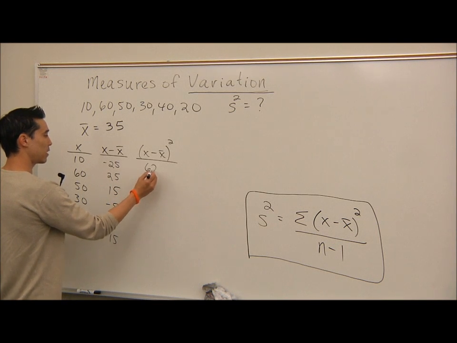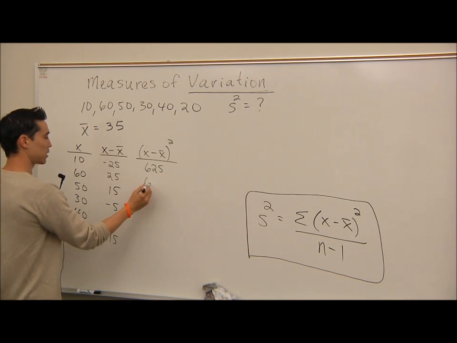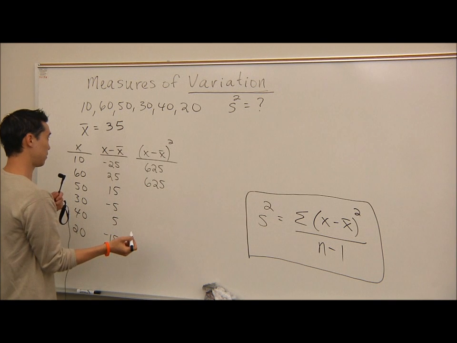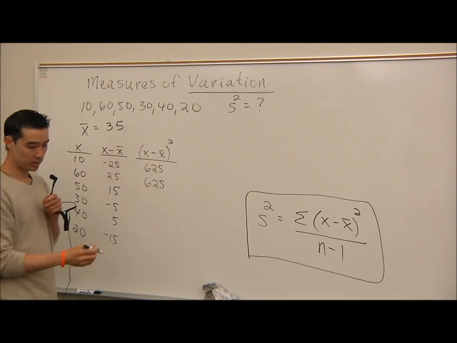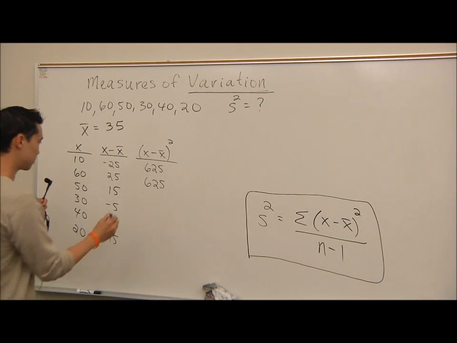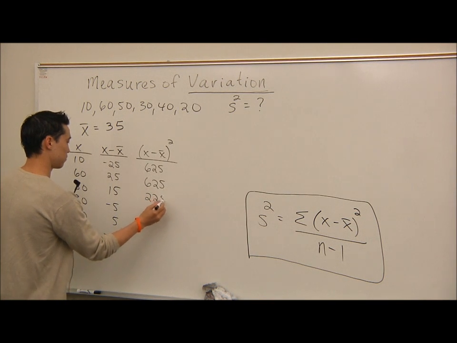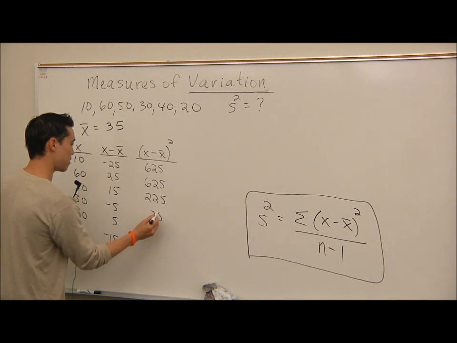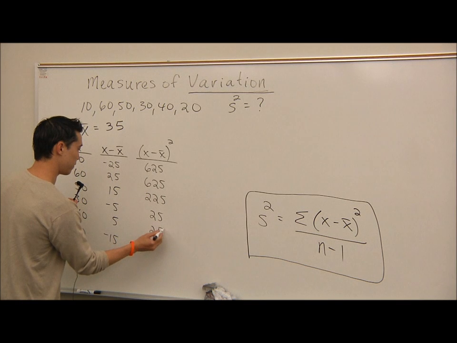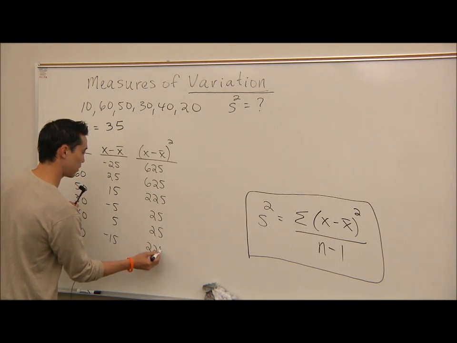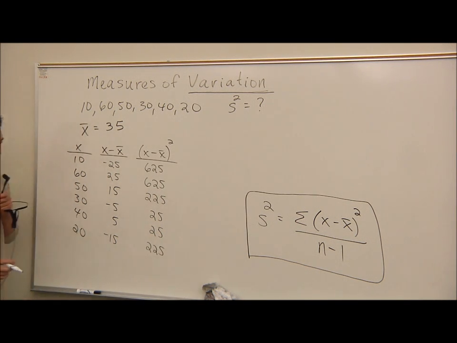So 625, 625. 15 squared is what? 225, right? Yes. 25, 25, and 225. Okay, so double check you have 625, 625, 225, 25, 25, and 225.